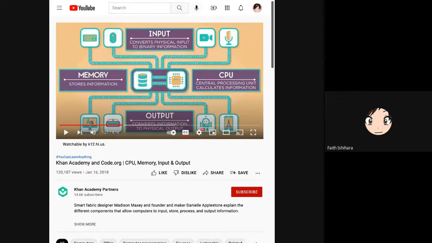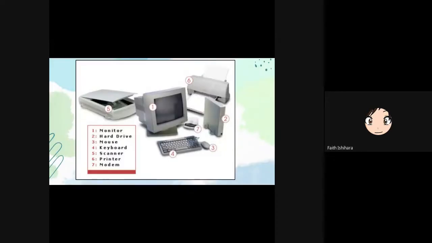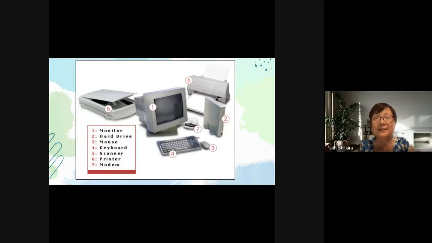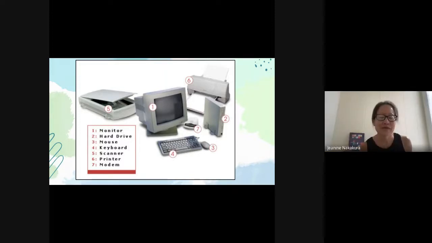Okay, so keeping that in mind, look back at our slides. So here are some pictures of traditional looking devices and almost maybe older looking devices. And if you could put in the chat, which one of these or any one of these might be an output device? And the numbers are in the lower left corner.